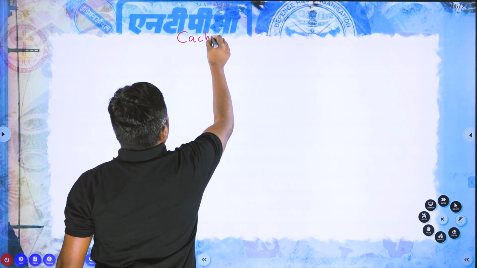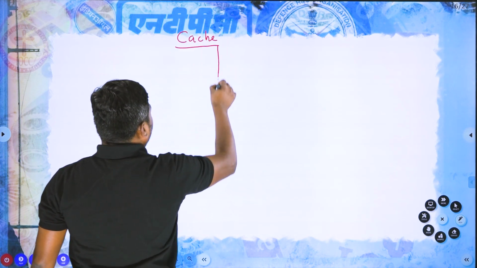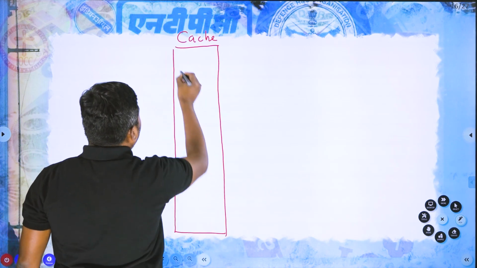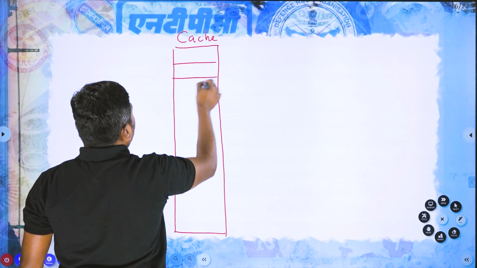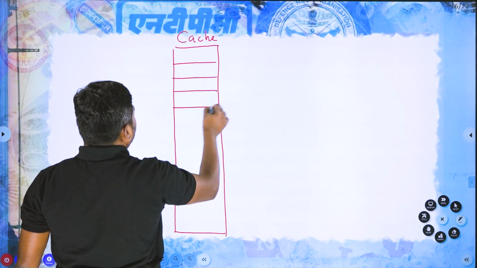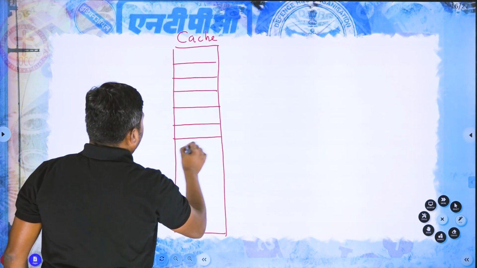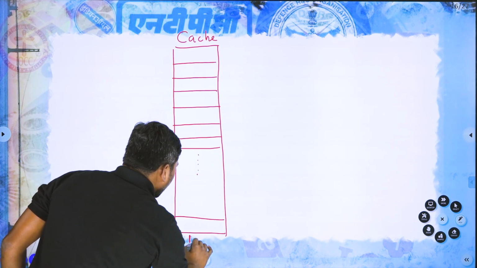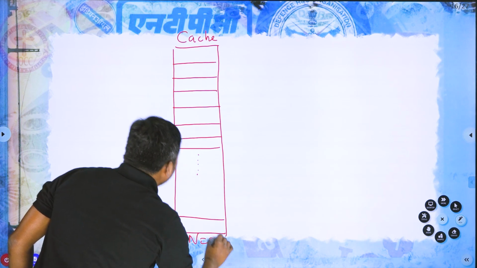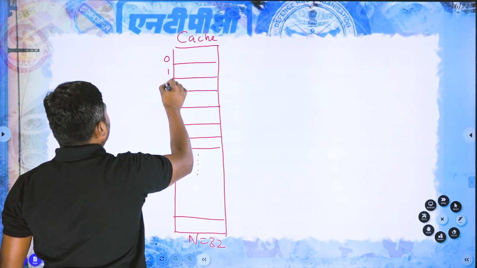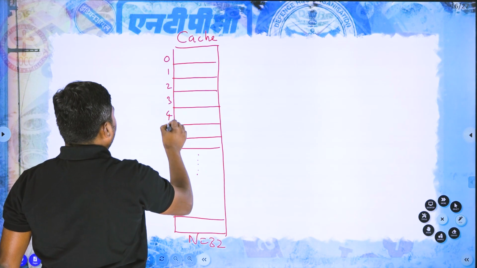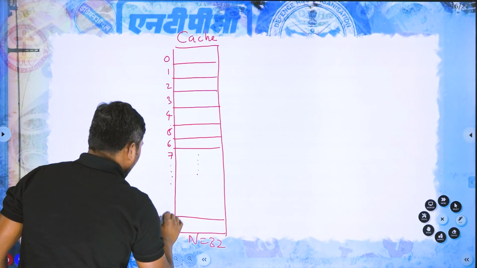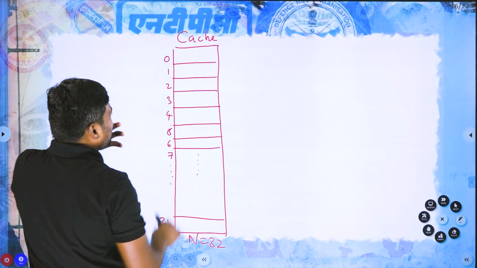Cache memory. Getting my point? So cache. If I ask what the cache memory size is, simply the number of cache blocks multiplied by the cache block size, that you can do. How many blocks are there? Given, 32, correct? Which are numbered 0, 1, 2, 3, 4, 5, 6, 7, like this, up to 31. Please do understand. Initially the cache is empty.